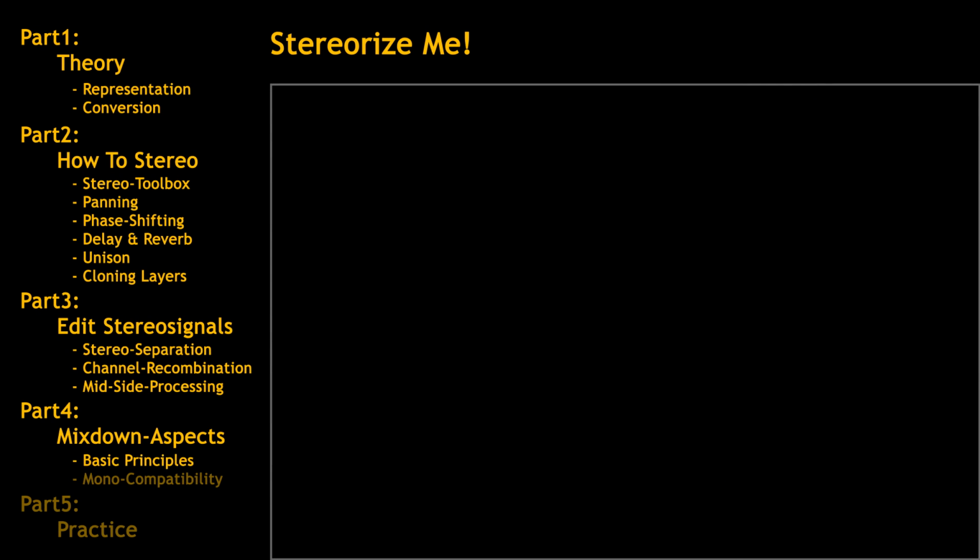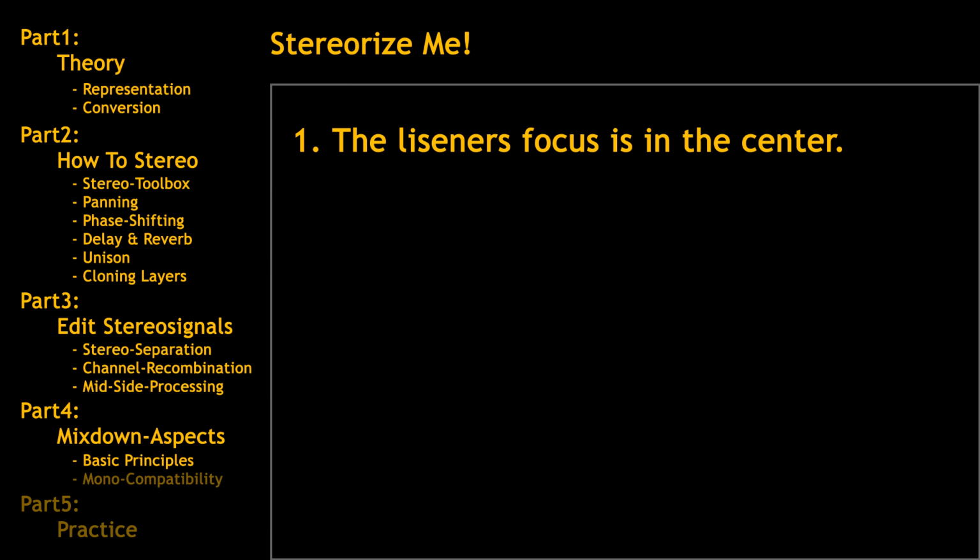Part 3. Mixdown aspects. By now you know how to handle single sounds. But if you try to build a stereo image in a whole mix, that's a whole different story. First of all, there are a couple of principles that you should keep in mind. First principle: the listener's focus is always in the middle of the stereo image, so sounds with priority should stay in the center. Second principle: the sides should always be covered by attendant and ambient sounds.